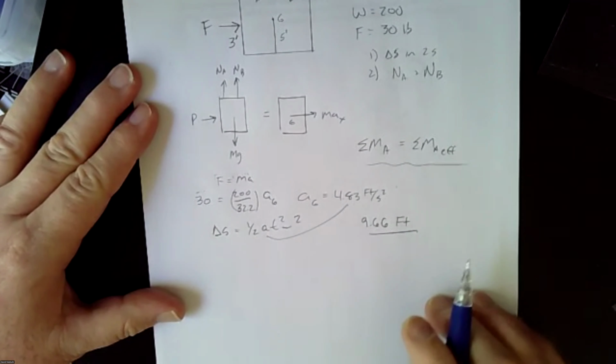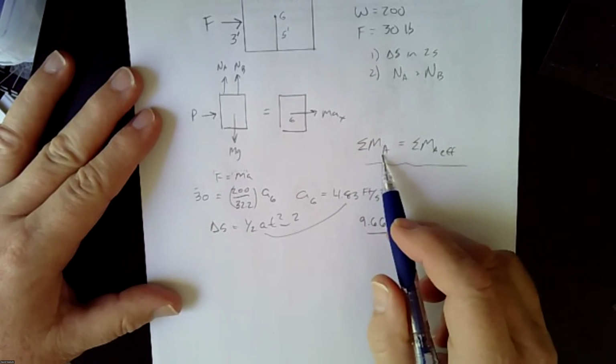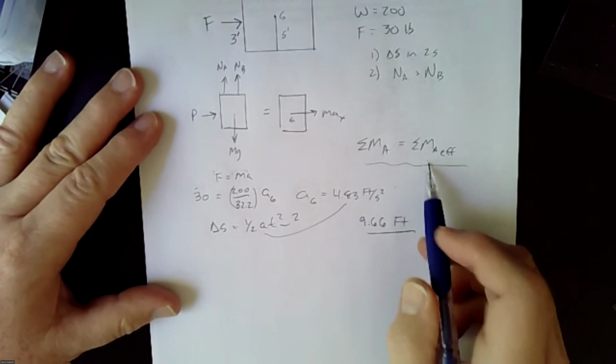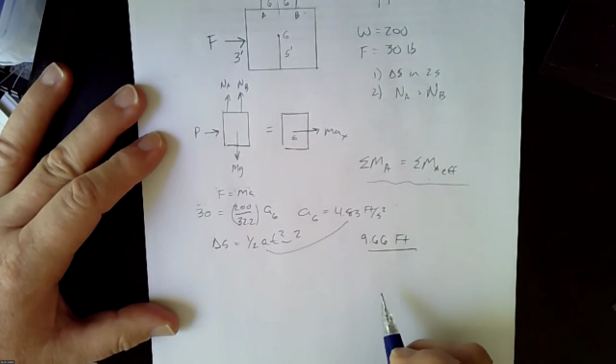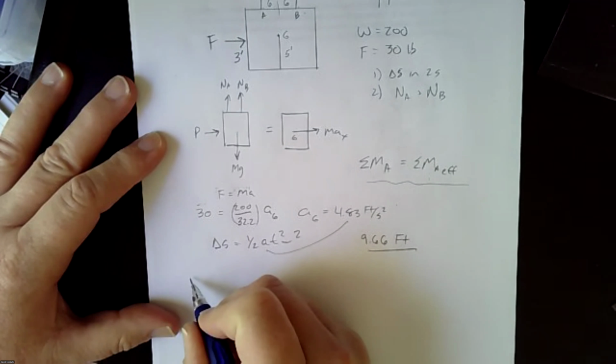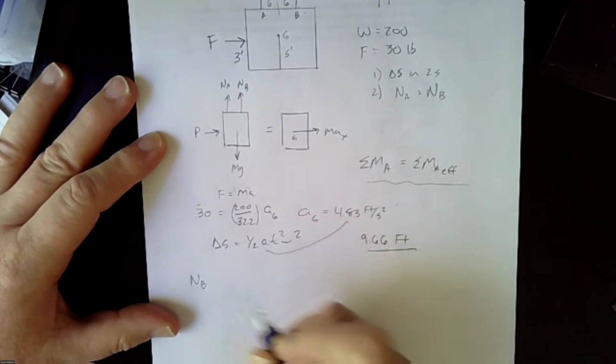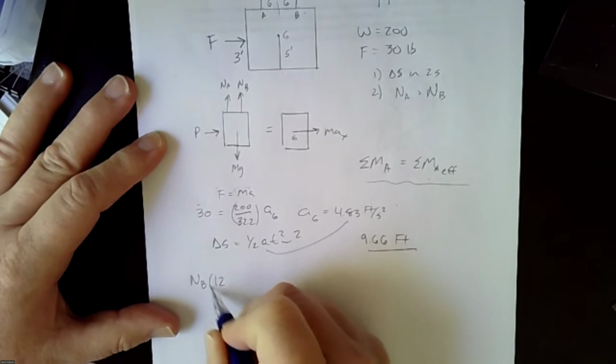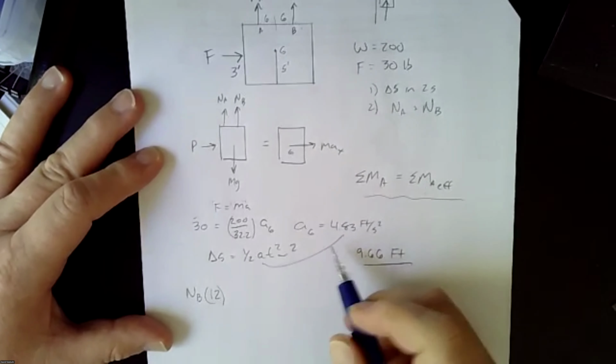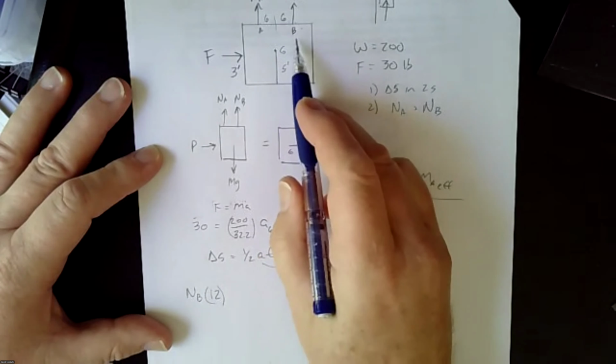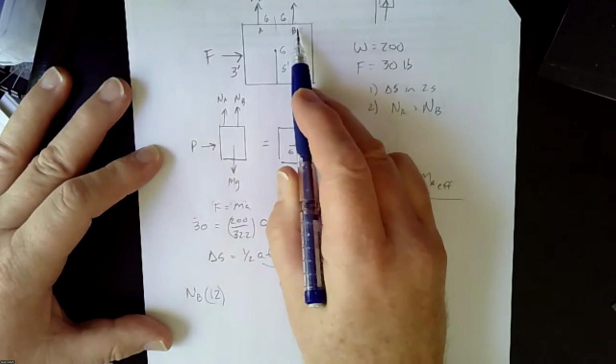All right. So let's look at what I was saying about the sum of the moments about A, equals the sum of the moments about A effective. So if we do that, we have the normal force of B times 12, right? And this is counterclockwise. So normal force of B, 12 feet away from A.